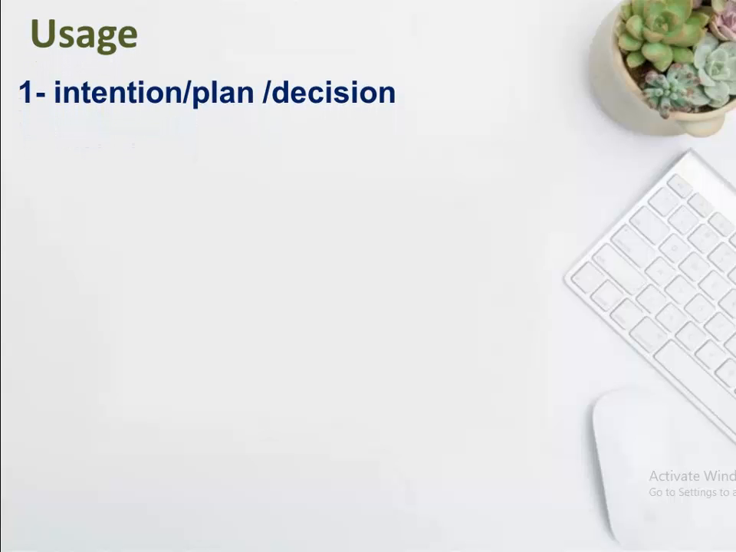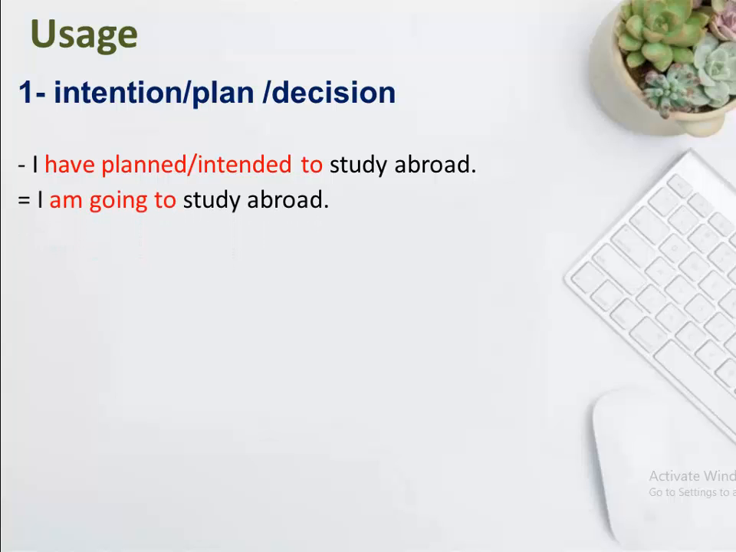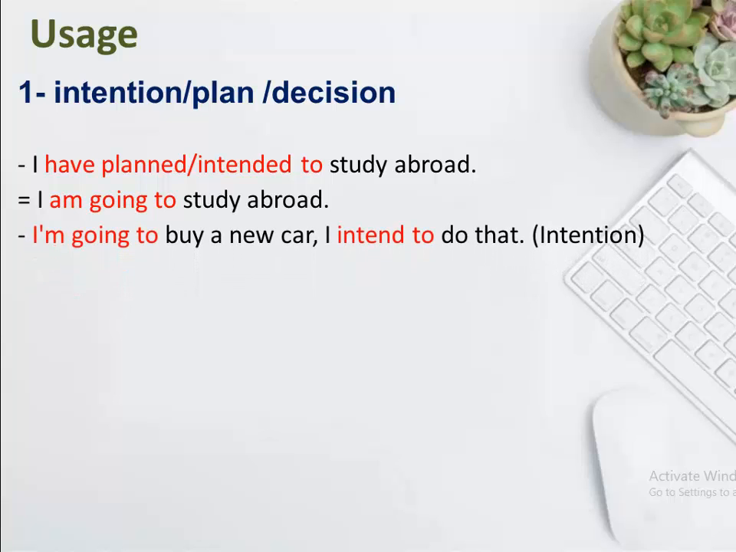Usage. Number one, we use the future with going to for intention, plan, and decision. When you intend, when you plan, when you decide, you use future with going to. For example, I have planned to study abroad, or I have intended to study abroad, equals I am going to study abroad. I am going to buy a new car. I intend to do that. This is an intention.